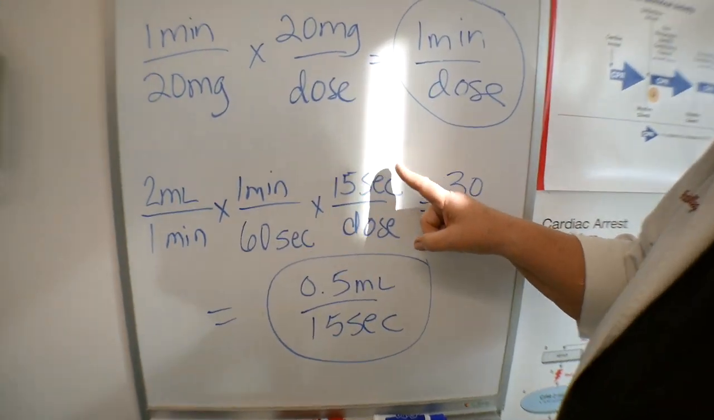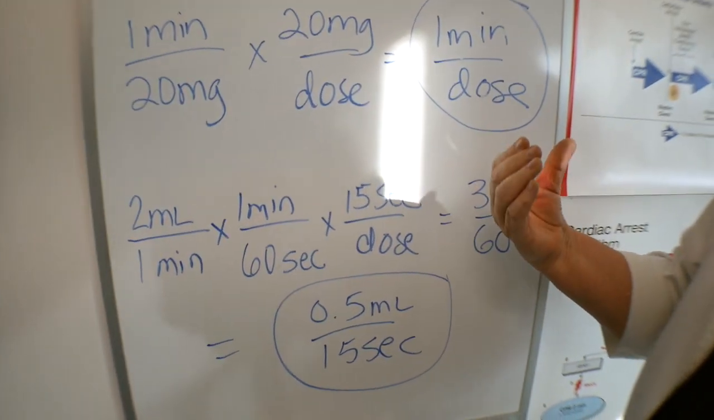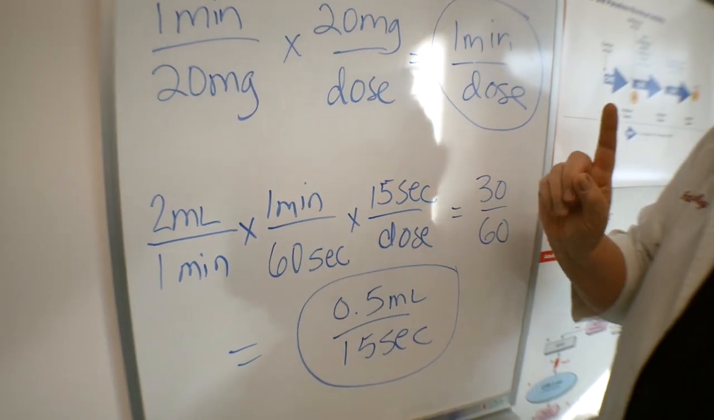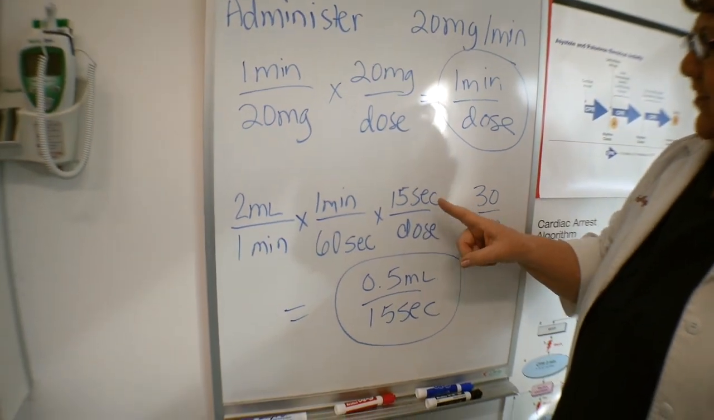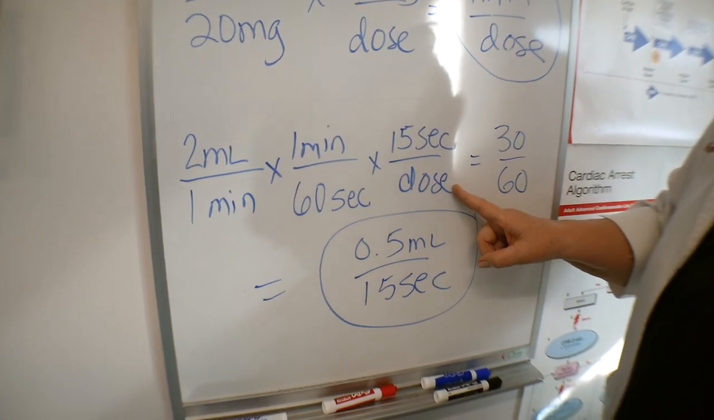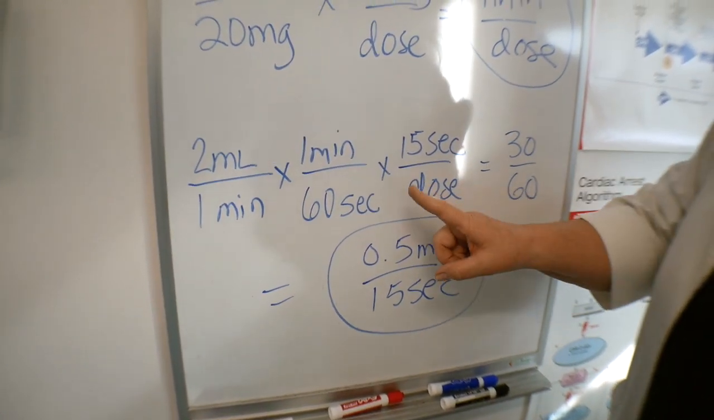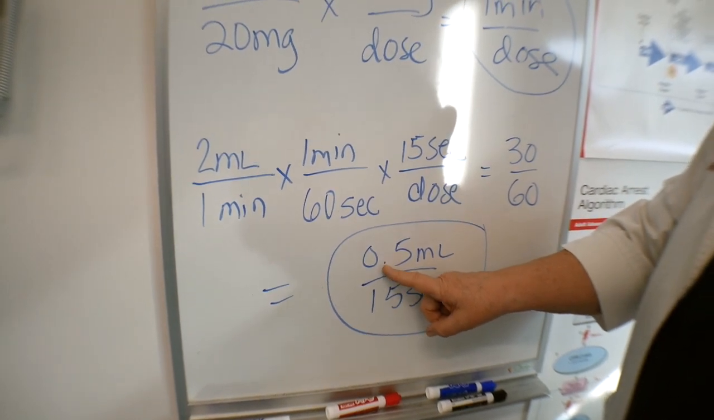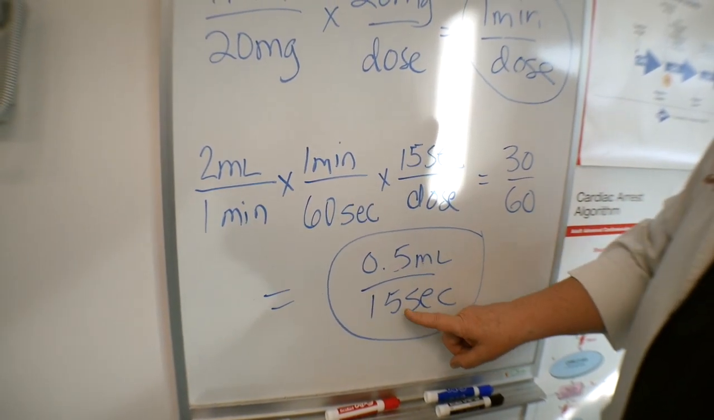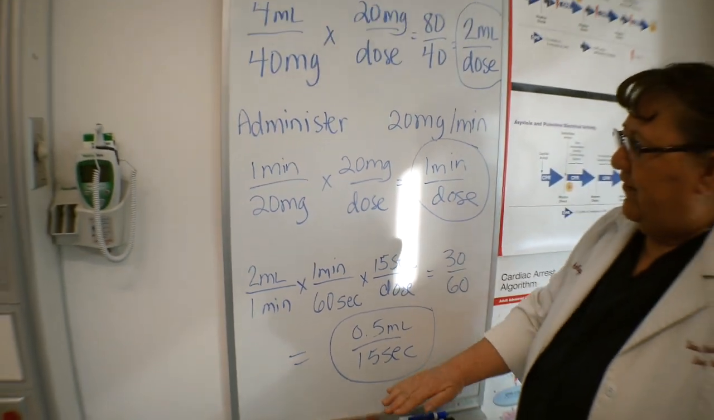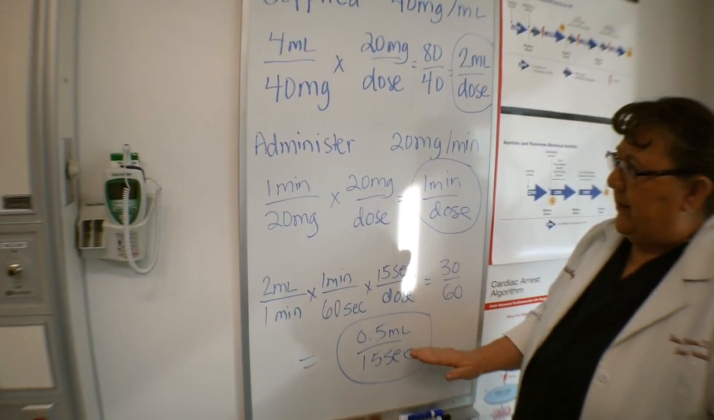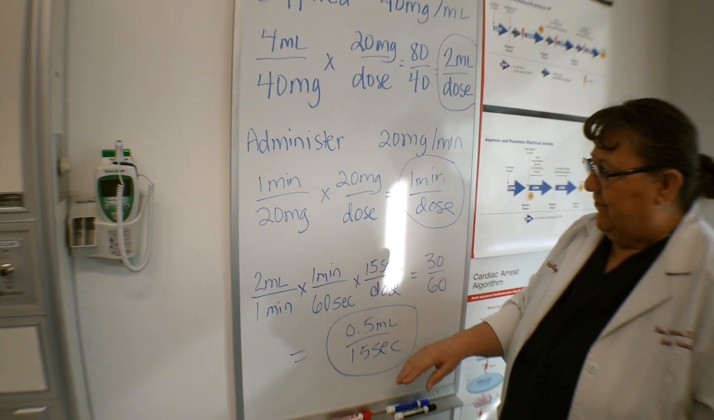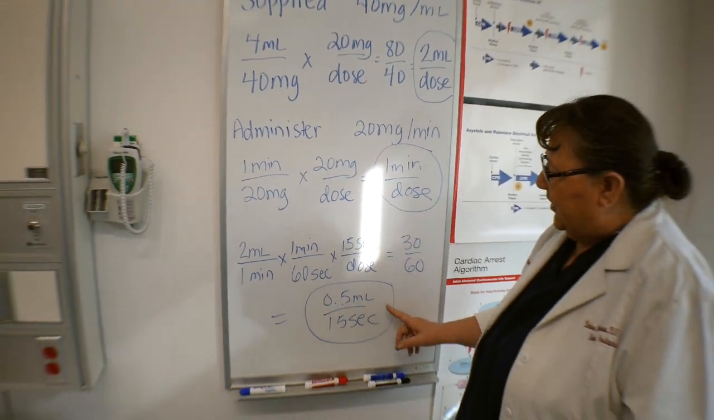So we're going to be calculating our dose every 15 seconds to keep it on an even time frame. So we have 15 seconds per dose. And when you divide that out for our whole 2 milliliters, if we give 0.5 milliliters every 15 seconds, we'll evenly give our 2 milliliters over the whole minute. Okay, so that's how you calculate it.